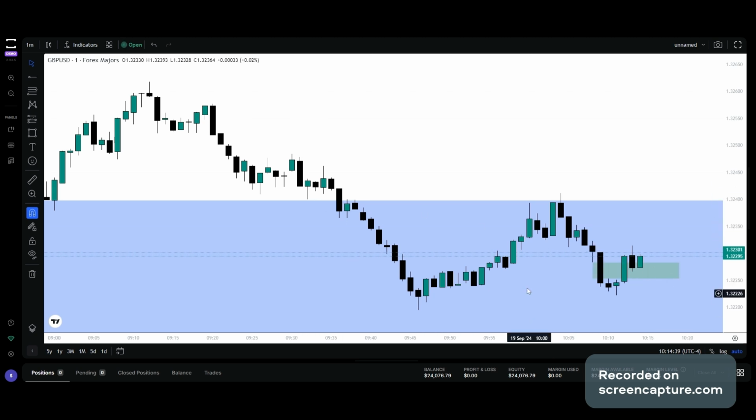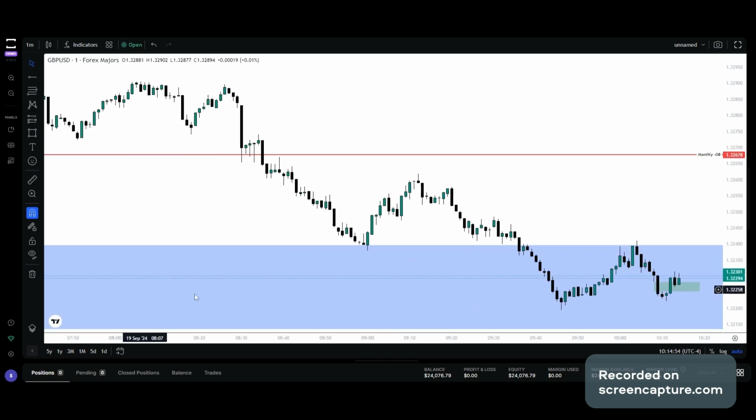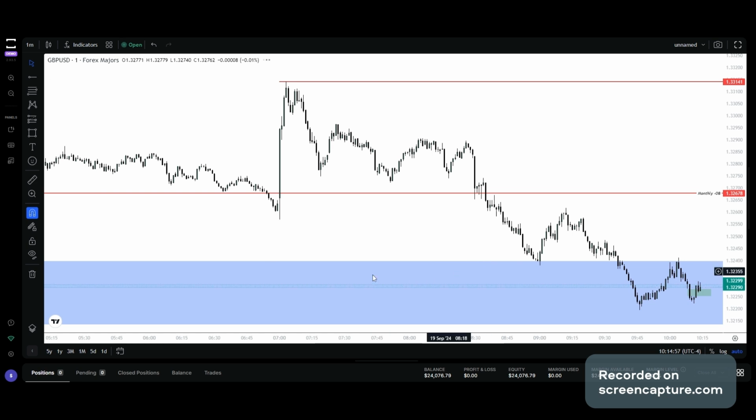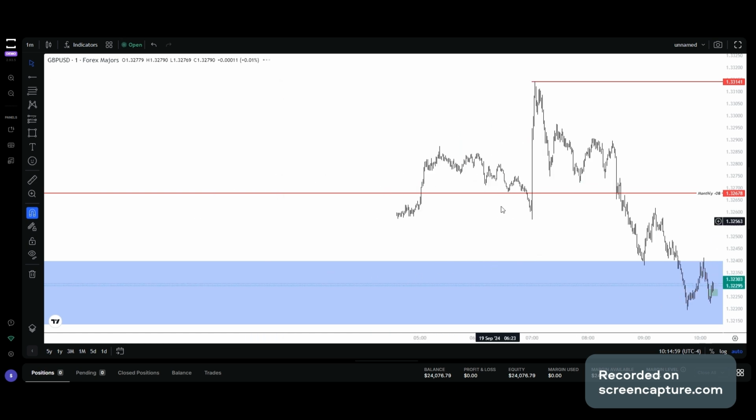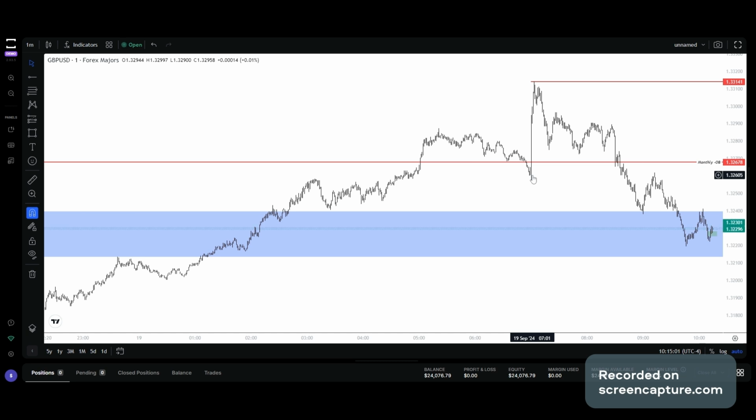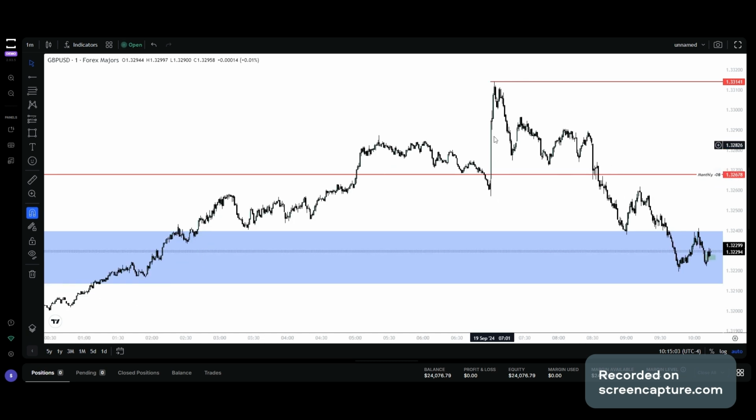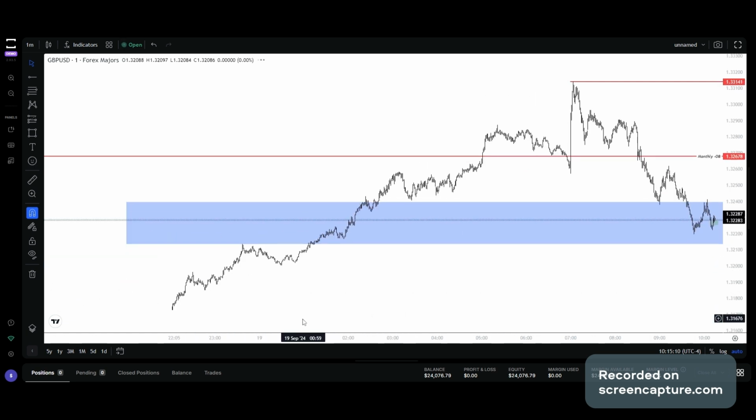So high impact news event release at 10. Price went up a little bit, touched the top of this 4-hour imbalance, and started to manipulate lower. I mean, we've been selling off all morning essentially. After 7 o'clock, we had a high impact news event at 7 o'clock as well. The price shot up higher. Okay. Let's go all the way back out.